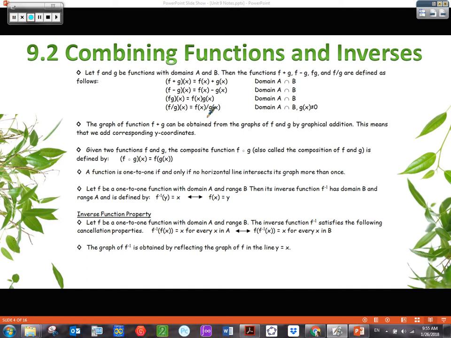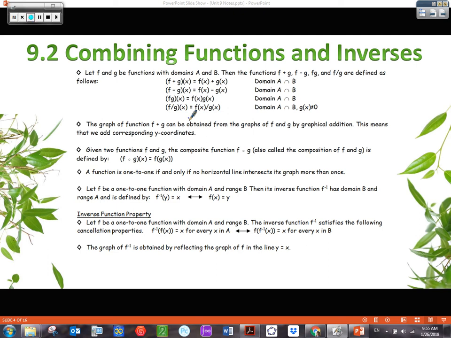I'm writing both of these notations just so that we're familiar with either one. They both mean the same thing. Sometimes you'll see it written like this, sometimes you'll see it written like that. Just want you to feel comfortable with either notation. So these are all the different add, subtract, multiply, divide type of combinations.